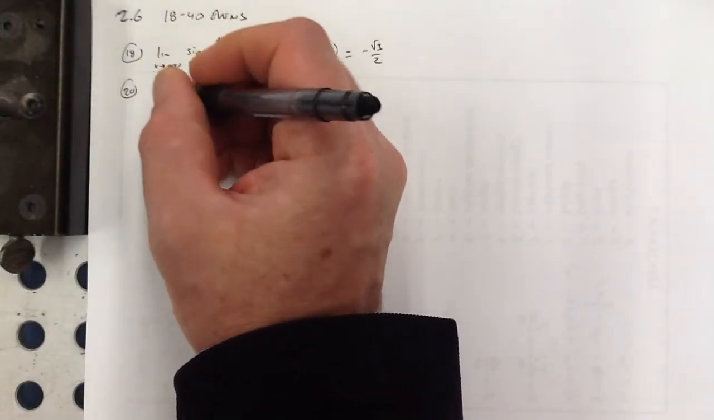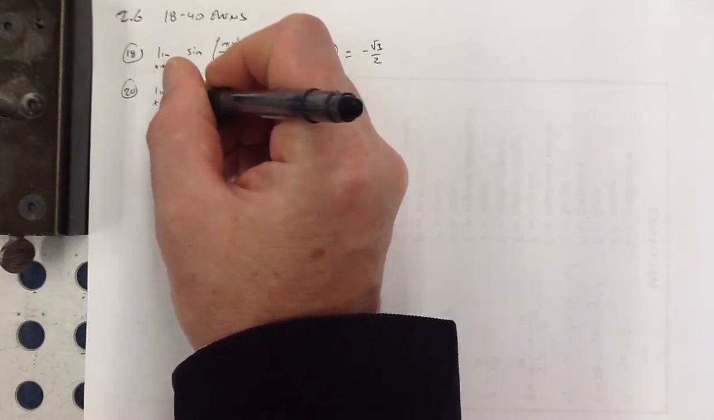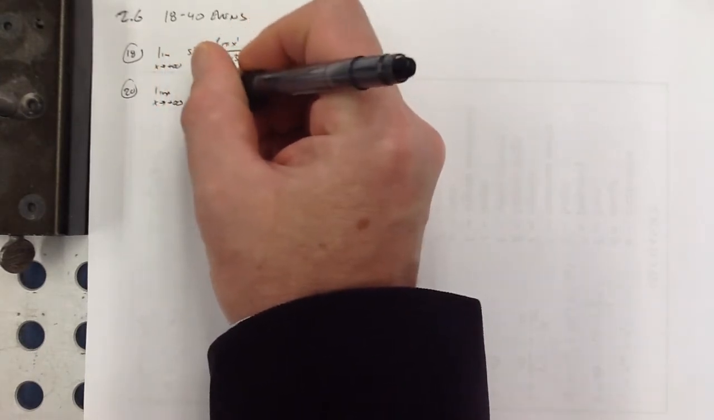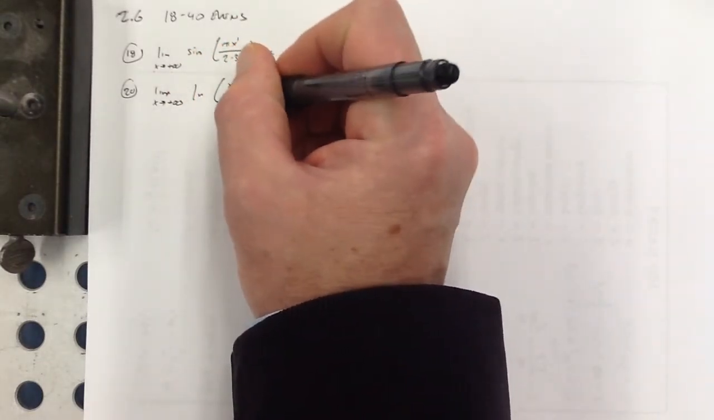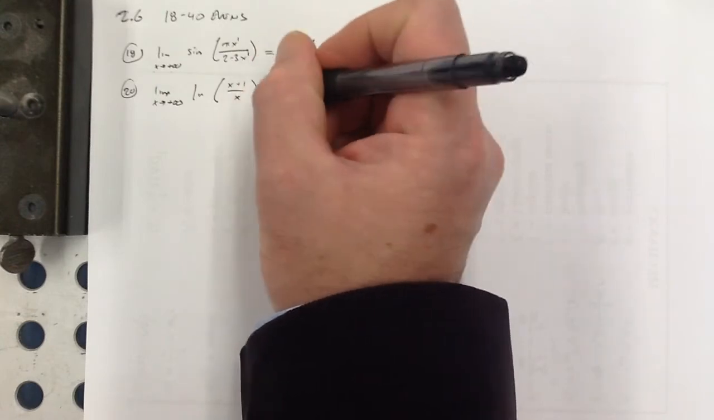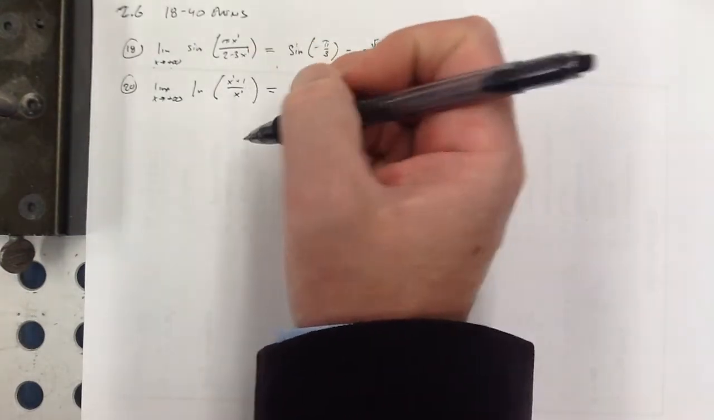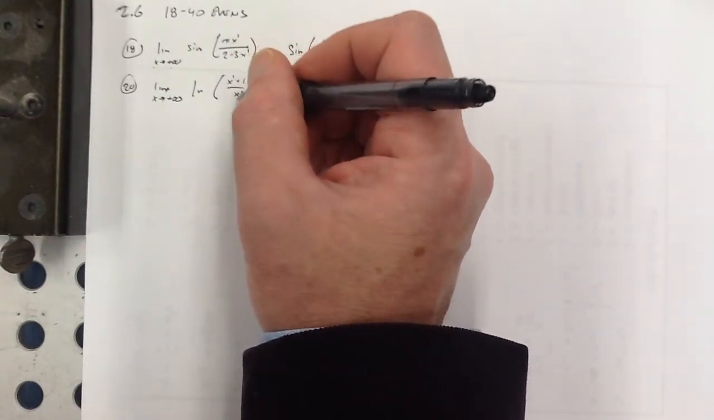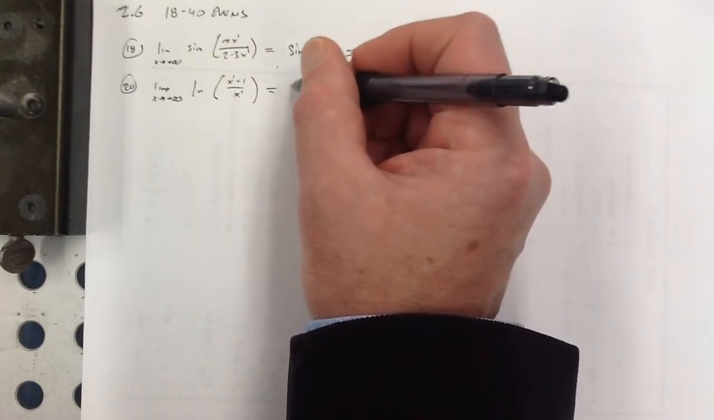All right, how about number 20? Got the limit as x approaches positive infinity, natural log of x plus 1 over x. So real similar to the last one. As x approaches infinity, here I've got highest power, top and bottom. It's a tie. So ratio of the coefficients, 1 over 1. Natural log of 1 is 0.